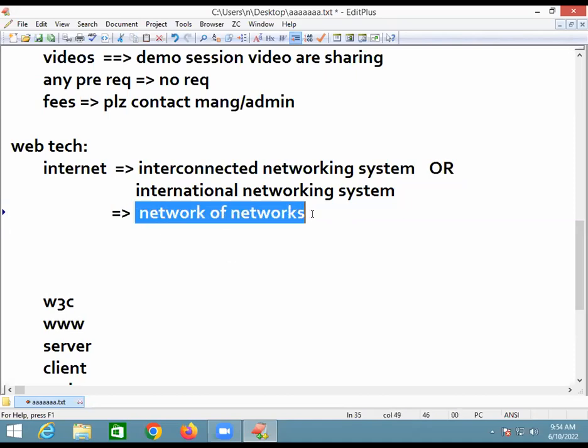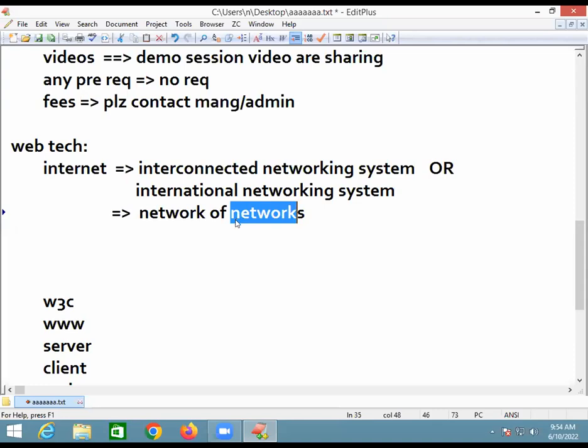If you want to know this meaning, first you should know what a network is. If you want to understand the meaning of this sentence, first you should know the meaning of network. Network means internet only, sir? No, no, no, sir. Internet is different, network is different, web is different.